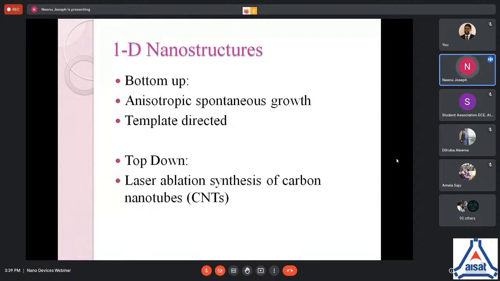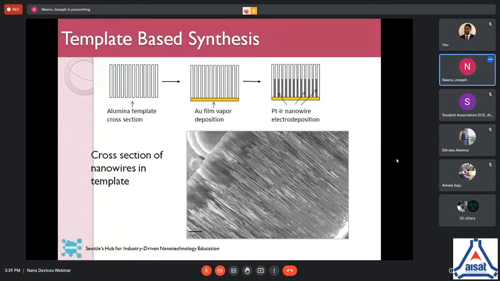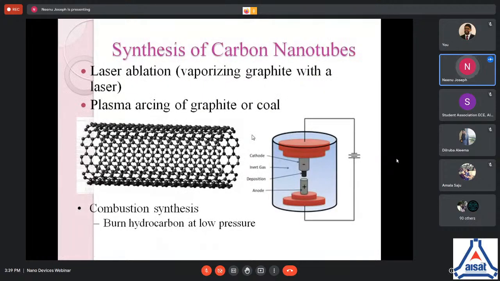And here also bottom-up approach as well as top-down approach can be used. In bottom-up approach, anisotropic spontaneous growth, template directed. In top-down approach, laser ablation synthesis of carbon nanotubes can be used. And there's an example of template-based: this is the cross-section of nanowire in template. Then synthesis of carbon nanotubes, a laser ablation is used.